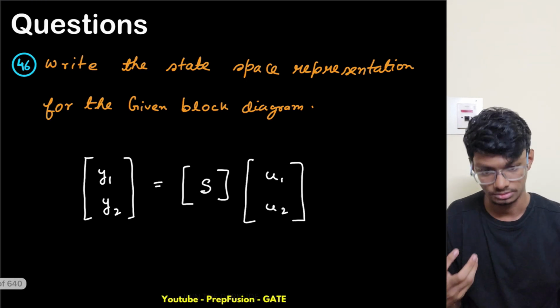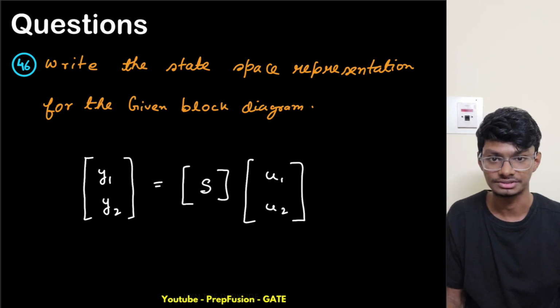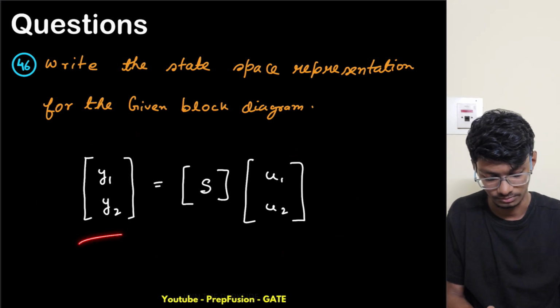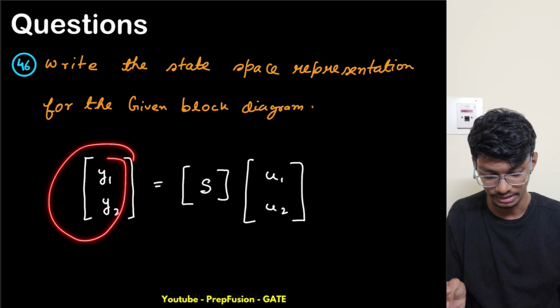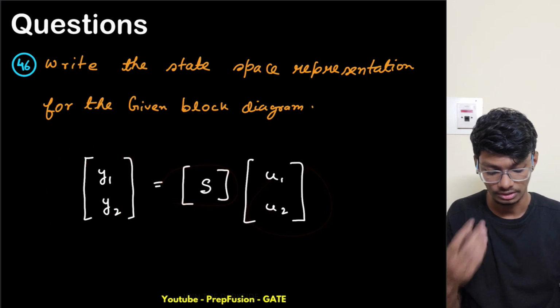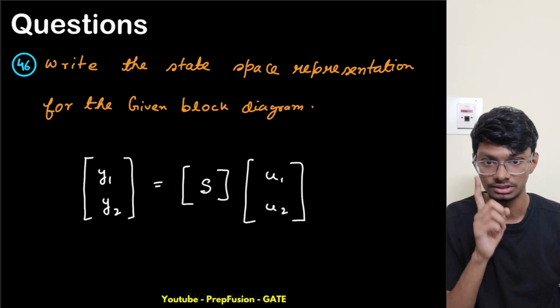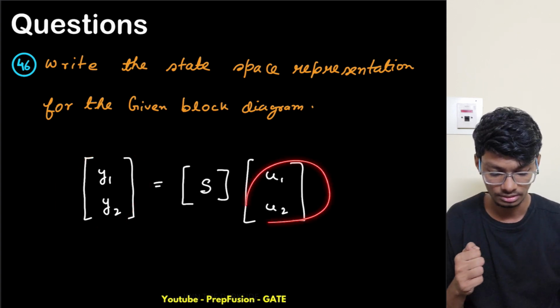So first, this is the question. Write the state space representation for the given block diagram. I haven't given a simple y and u, okay? That means I haven't given y directly as equal to some transfer function into u, right? Now this y is a matrix, because the first thing to notice is that I have two outputs, and I have two inputs.